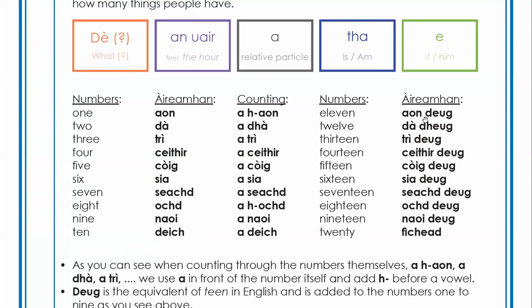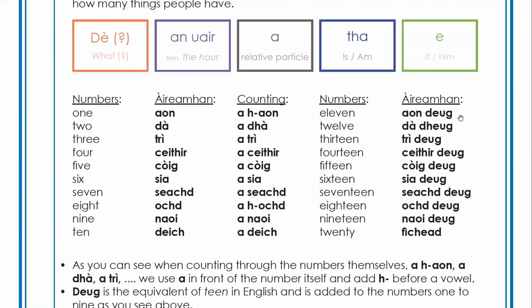To count beyond 10, we add diug. And this diug is like 10 in English. In English, we have 2 irregular numbers here. 11 and 12, it's not 1 teen, 2 teen, 3 teen, 14. So we have 11 and 12. In Gaelic, we just use the same numbers we saw here, but we add diug, 10.